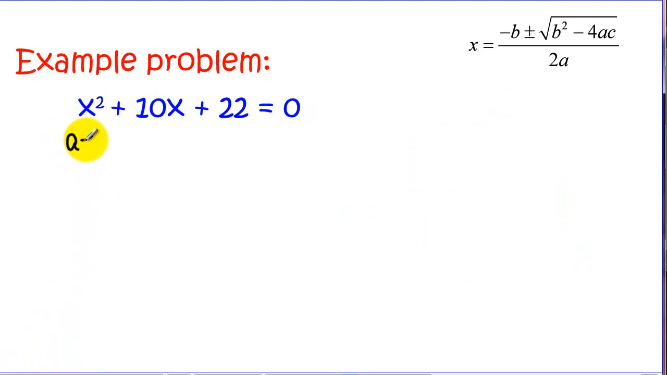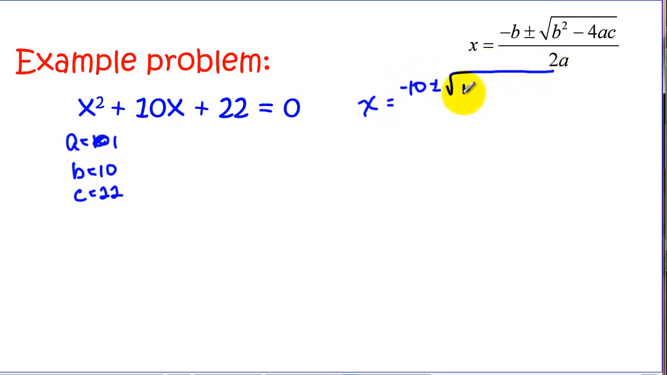So now our A is 10. Whoops, it's not 10. Our A here is 1. B is 10. Just looked ahead. And C is 22. So we have here negative times positive 10, so we have negative 10 plus or minus the square root. Now we have b squared, so we have 10 squared. Now I didn't put it in parentheses this time because that's a positive 10. 22 here, all over 2.